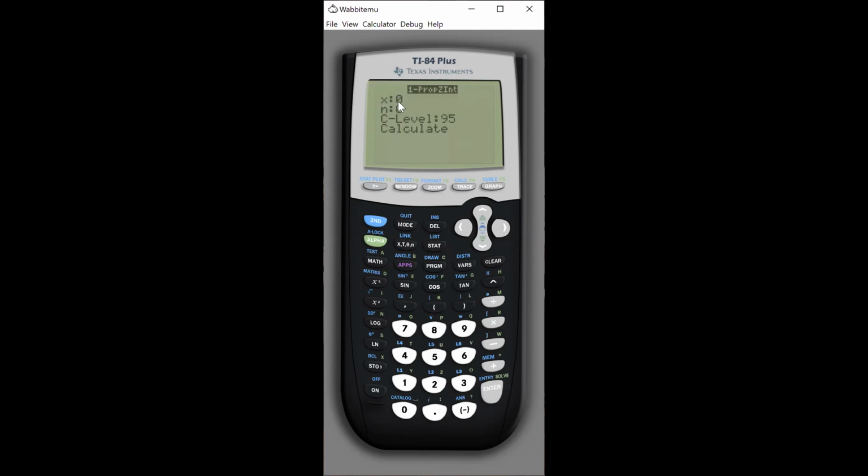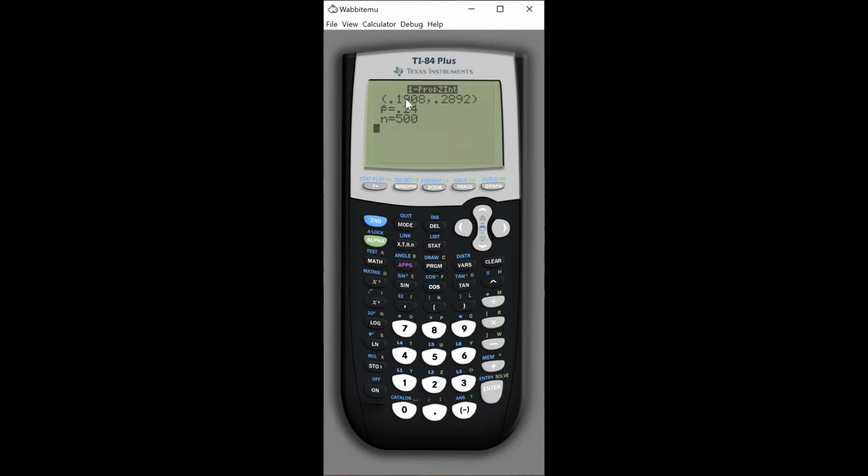So you're going to want an X value. Just to let you know, the X value should always be a whole number. If you give it a decimal, it's not going to like that and it's going to give you a syntax error. So for this one, you put 120 for X. For N, you put 500. And for the confidence level, you put 0.99. And then you go to calculate.